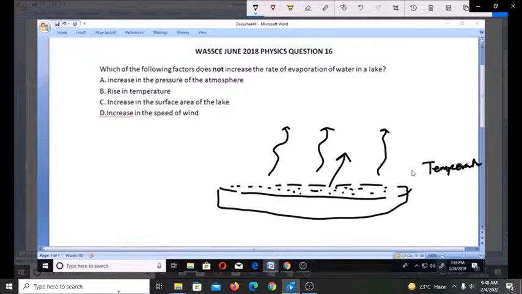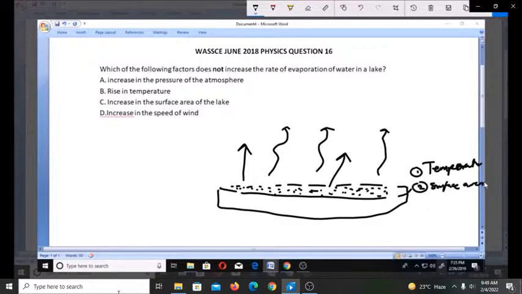Temperature. If you increase the temperature of the water here, they are going to turn into vapor and they will start moving up. So temperature is very, very important.